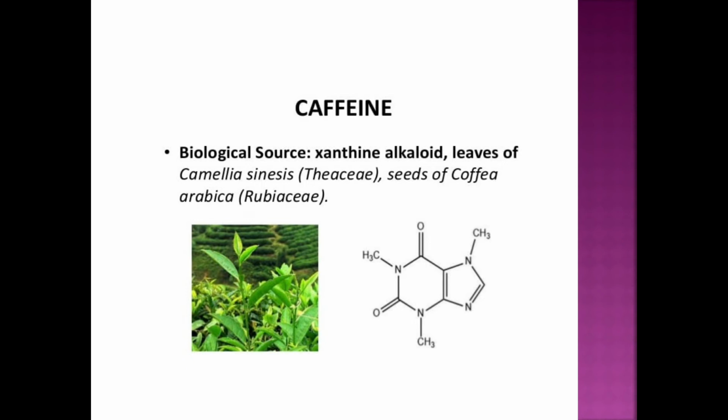Next drug is caffeine. The biological source of caffeine is a xanthine alkaloid and it is obtained from the leaves of Camellia sinensis, Thea sinensis, belonging to family Theaceae, as well as from the seeds of Coffea arabica, belonging to family Rubiaceae.